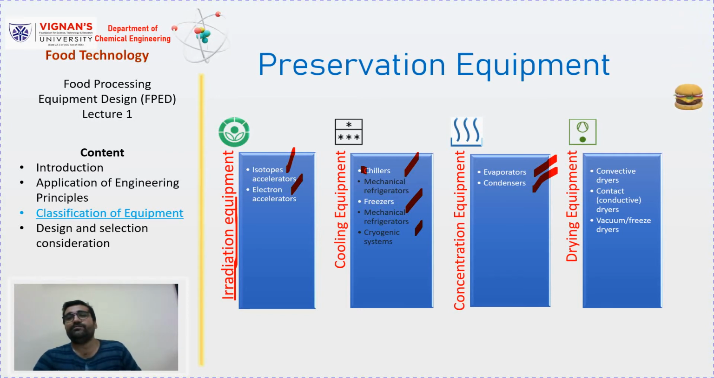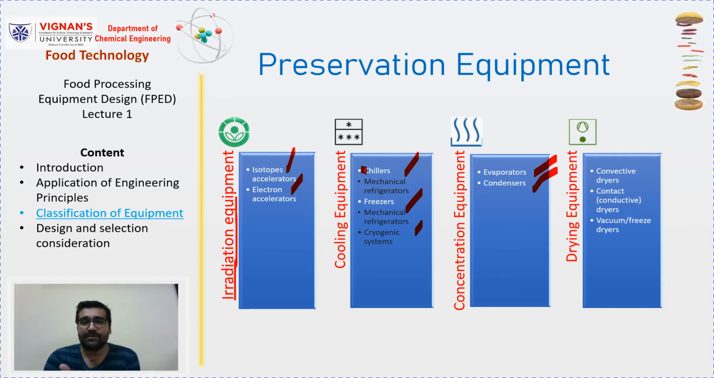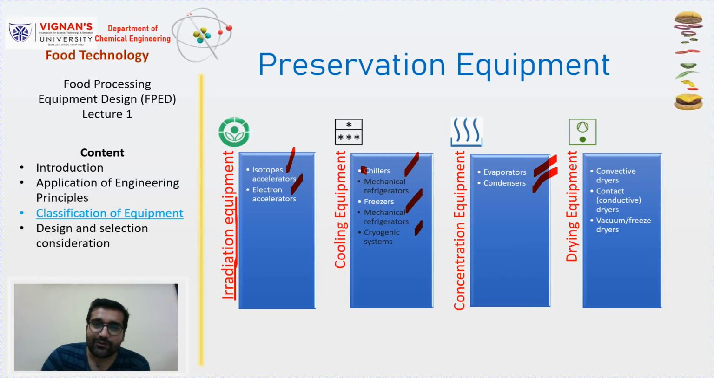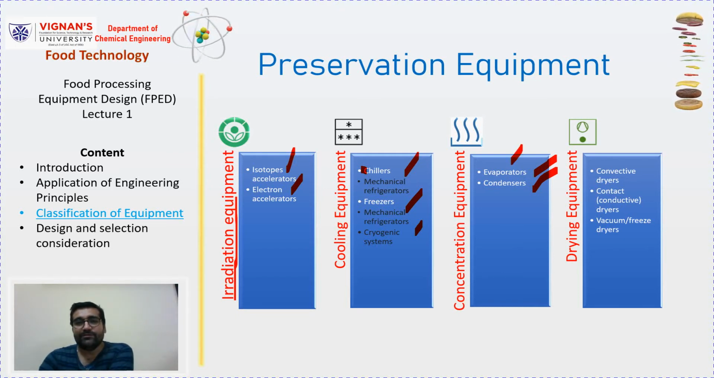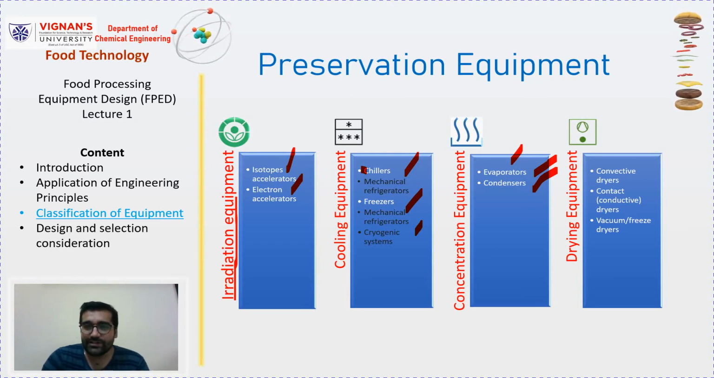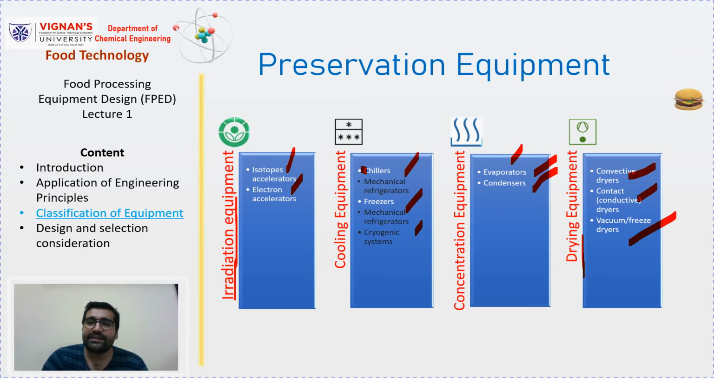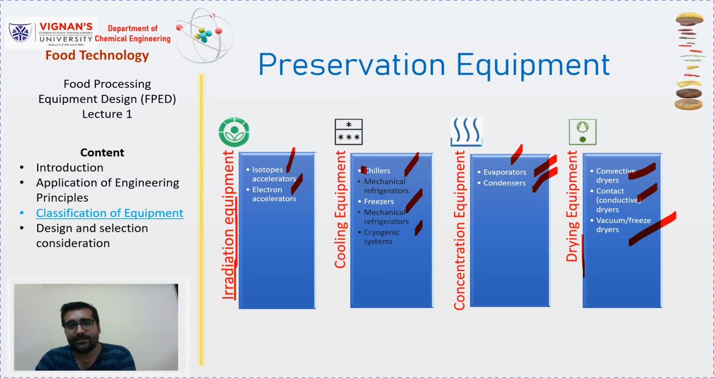So we'll find that most of the equipments can be used for more than one or two applications. Here we are going to supply heat, so we can do it with evaporators or condensers, and here we are going to reduce the moisture by concentrating any of our raw material. We can use evaporator condensers. Then come the drying equipments. Dryers we already discussed. Convective dryers, contact dryers, and vacuum freeze dryers are there.